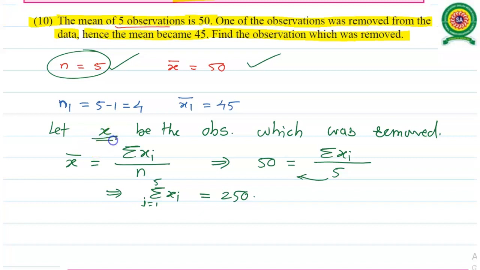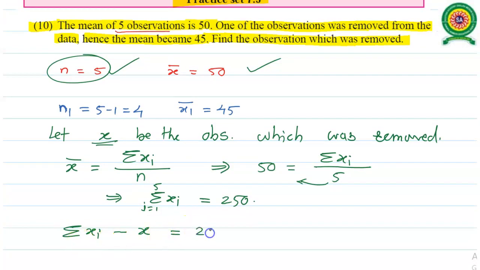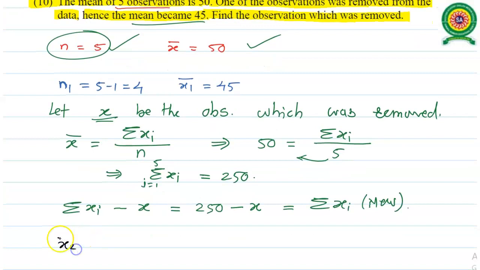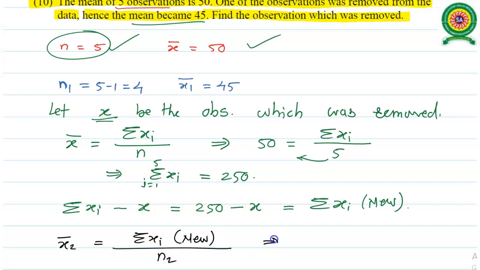We assumed it as x, so now we have sum of xi minus one observation, that is x is removed. That equals sum of xi, which is 250, and from that we have to remove one observation, that is x. So that becomes the new sum of xi, and once we remove one observation the mean becomes 45. Now I am writing x2 bar equals the new sum of xi after removing one observation, divided by the total number of observations n2.